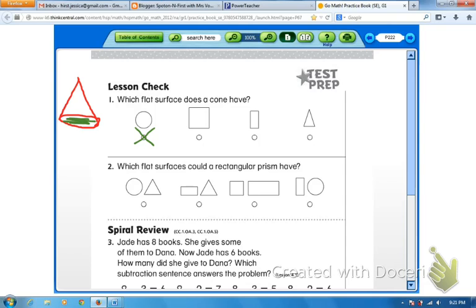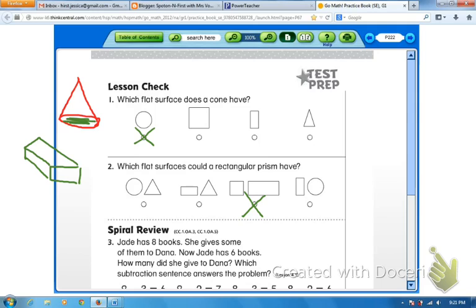And number 2, which flat surfaces could a rectangular prism have? So first we have to be able to draw a rectangular prism or have a picture of one of them. And so we would be able to see that if we were to trace the flat sides, we could probably find either rectangles or squares.